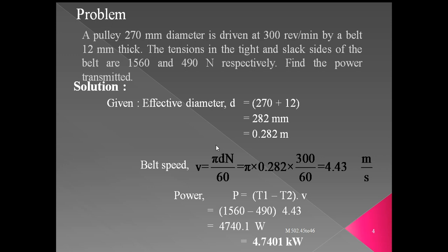Here 300 is the speed of the pulley in rpm. After substituting the values in pi D N by 60, pi into 0.282 into 300 by 60, it is equal to 4.43 meters per second.